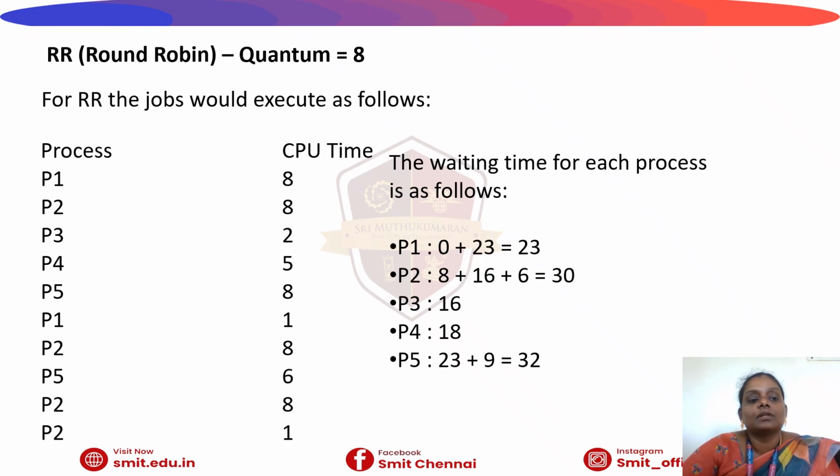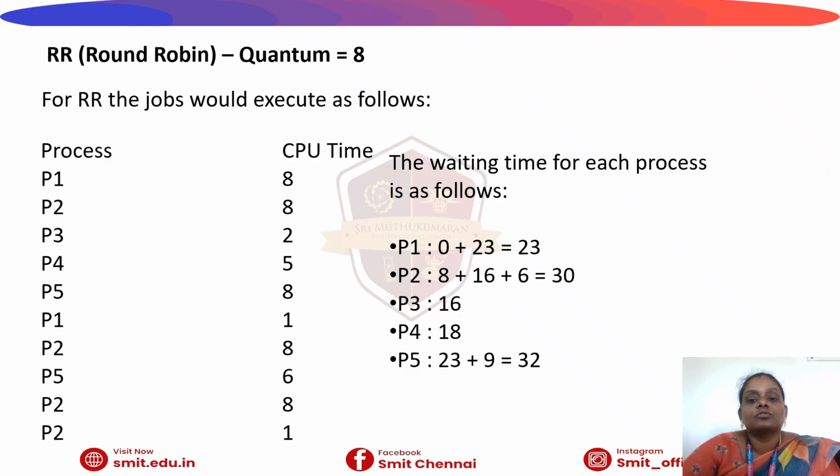And then round robin: each process gets the CPU for a fixed time quantum, here mentioned as 8. So each and every process only works for 8 milliseconds. First P1 enters and uses its 8 time slice, and then P2 enters for 8. P3 has only 2, so in the time slice of 8, it only occupies 2, and then P4 enters. Likewise, all the processes complete.